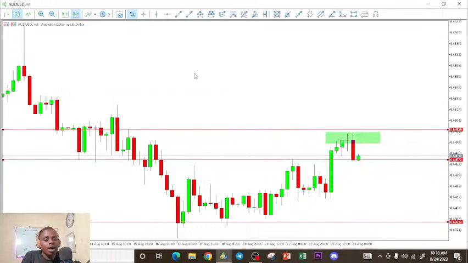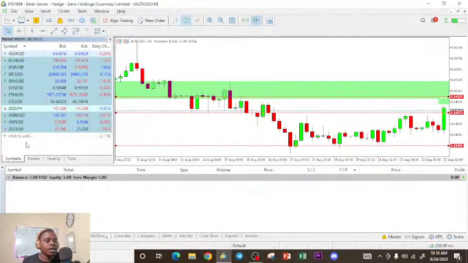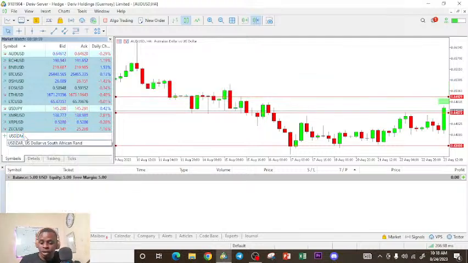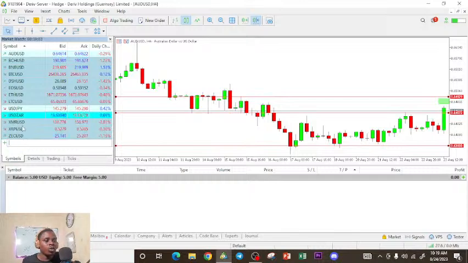Let's move forward, right? The next one that we are going to look at is the USD South African Rand, right? The USD South African Rand is something that I also need to take a look at. So USD ZAR. Let's look at USD ZAR and see what is going on. Let's drop it in the chart.